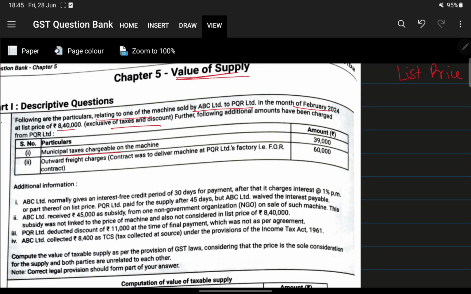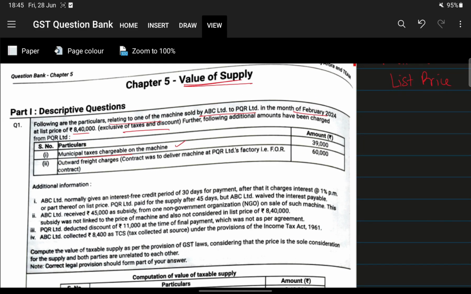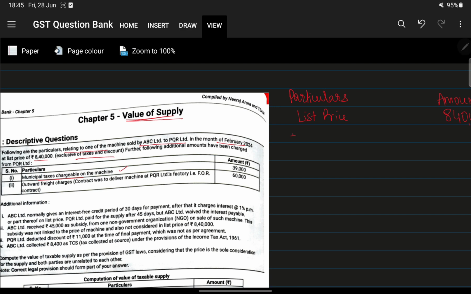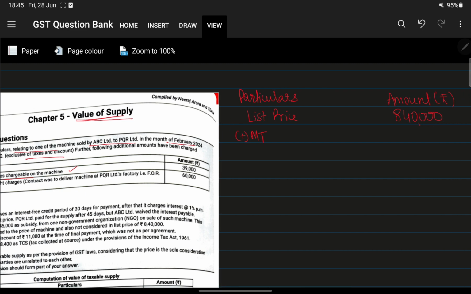Okay, municipal taxes chargeable on the machine. So as per section 15 subsection 2 clause A, which talks about taxes other than GST and TCS, right? So that has to be added to the value of supply. So we'll just add that also, plus municipal taxes. I'll just put MT. Okay, municipal taxes, this will give the explanation in note number 1. That is almost 39,000.